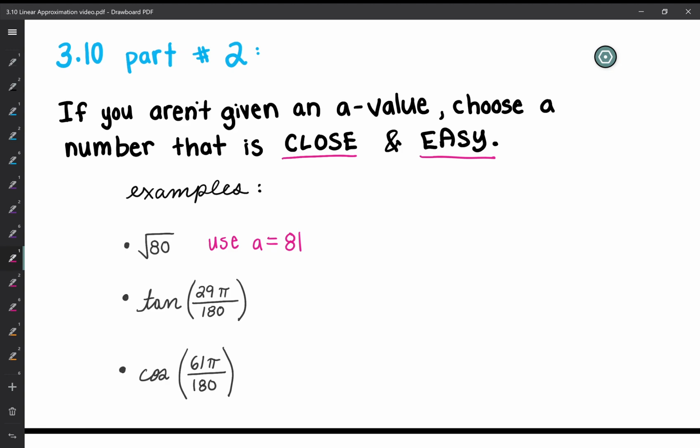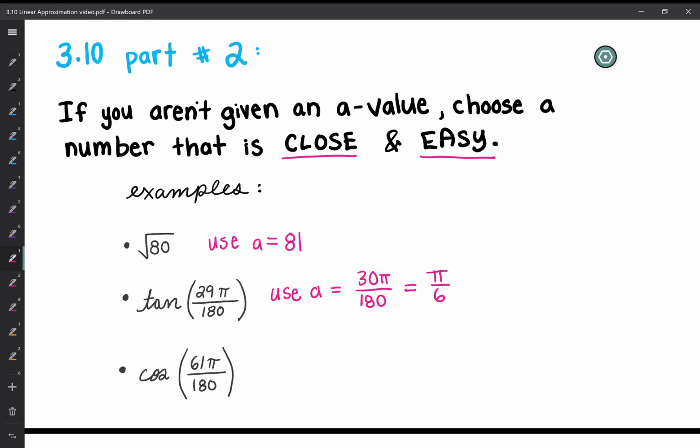If we need to find the tangent of 29 pi over 180, we need to use an a value that is close to 29 pi over 180, but easy to take the tangent of. So we would use a is equal to 30 pi over 180, which is close to 29 pi over 180, and simplifies to pi over 6, which is easy to take the tangent of.